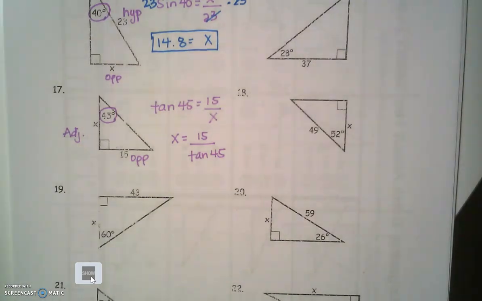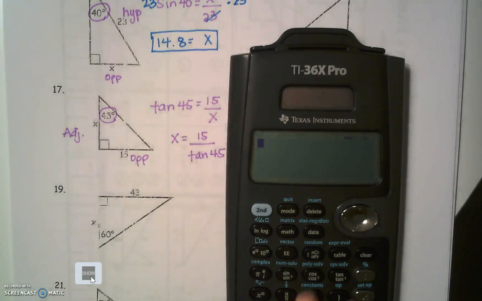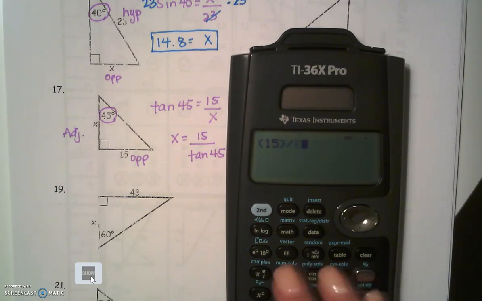So again, we'll go into our calculators. And division, or a fraction, is just a division statement. So I'm going to say 15 divided by the tangent of 45, and that gives me 15.